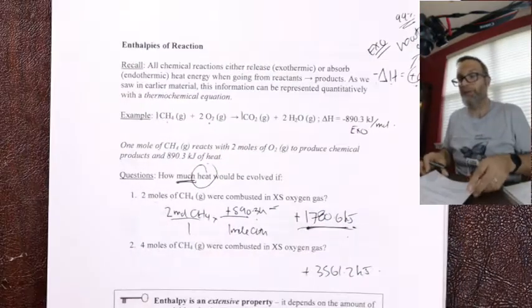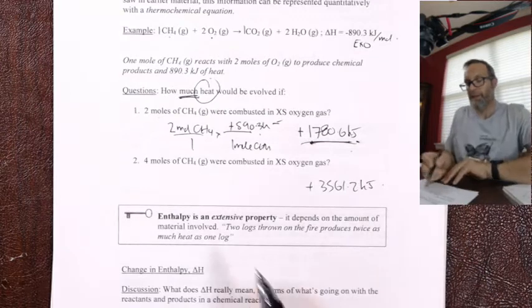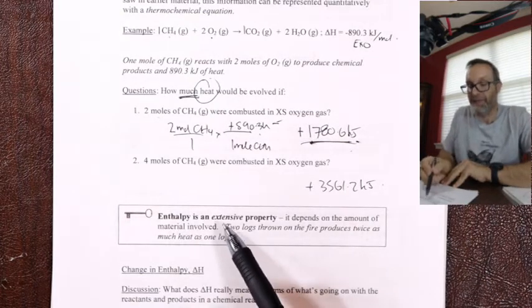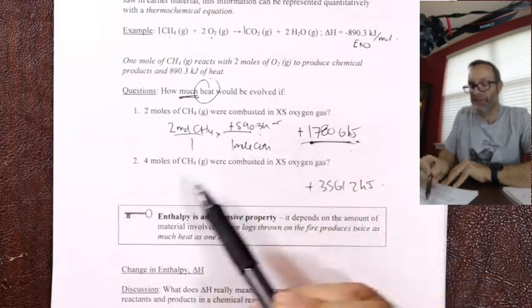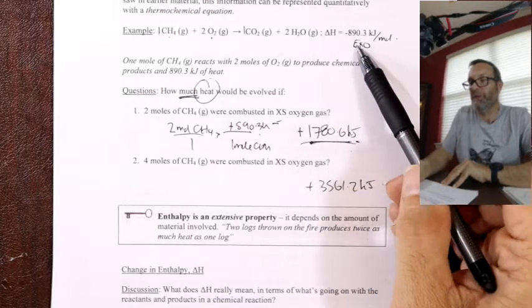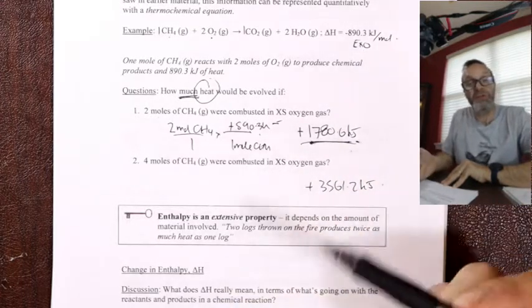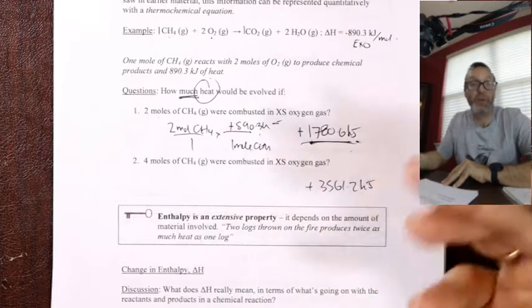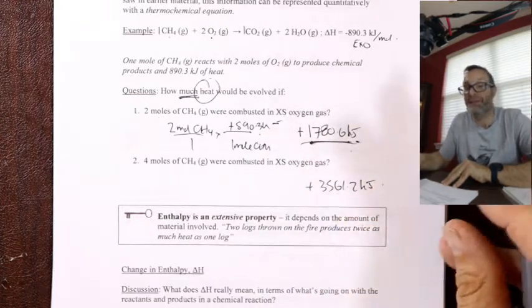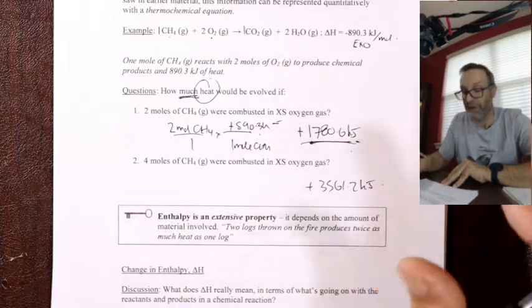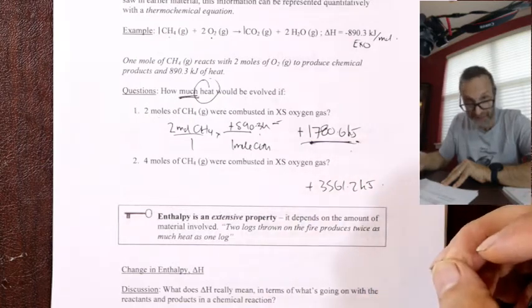Now remember the basic concept. Enthalpy is extensive, so 2 moles gives me twice as much energy, 4 moles, 4 times as much energy, 1 mole, right? So 2 logs on the fire gives me twice as much energy as 1 log on the fire. But wood burns at the same temperature, it doesn't matter how many logs I got. So temperature is intensive, doesn't depend on amount.